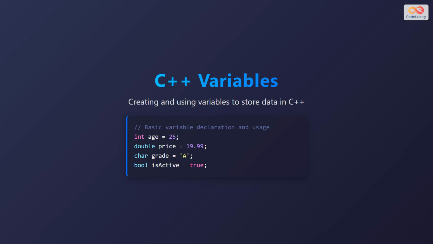Lastly, a Boolean variable named isActive is declared and set to true. This demonstrates how to declare variables of different data types and assign them initial values.